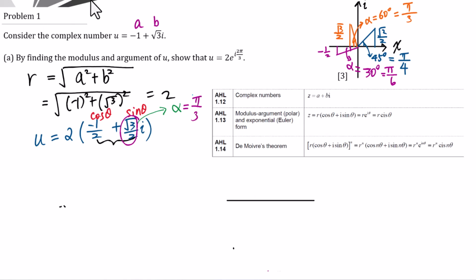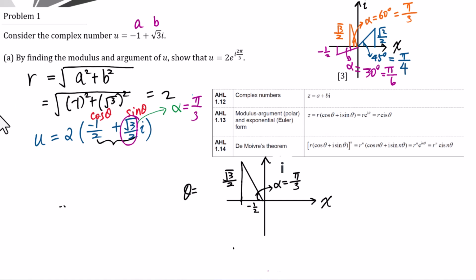Let's draw this Argand diagram. -1/2. This is the square root of 3 over 2. Reference angle alpha equals pi over 3. Then the argument of u, theta, equals 2 pi over 3, because here is the rule.